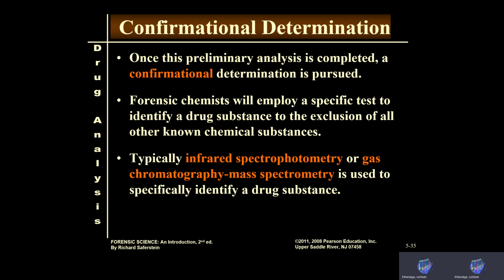So typically we have certain tests that we're going to use for these confirmation tests. The first one is one that we briefly talked about when we talked about hair and fibers. This is going to be the infrared spectrophotometry. And then we have our old friend, the GCMS, the gas chromatography and mass spectrometry machine that we talked about in the last unit, when we were talking about arson and how to figure out what accelerant is at the scene. It's going to be used to specifically identify a particular drug substance.